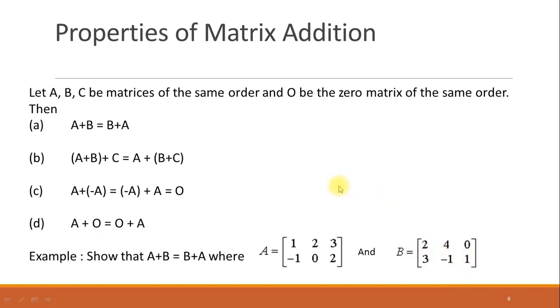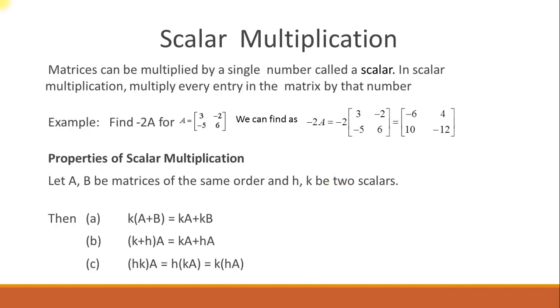This is the home task for the student. Now, scalar multiplication. A matrix can be multiplied by a single number called a scalar. In scalar multiplication, multiply every entry in the matrix by that scalar number. For example, minus 2A, for A equal to 3, minus 2, minus 5, 6. We multiply this minus 2 to each entry of matrix A.